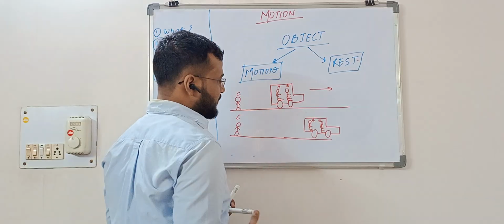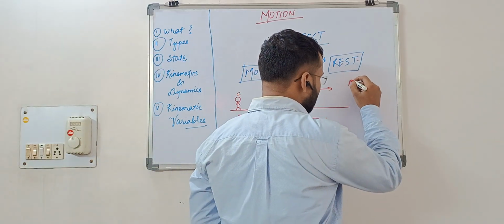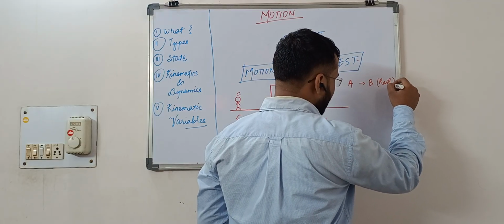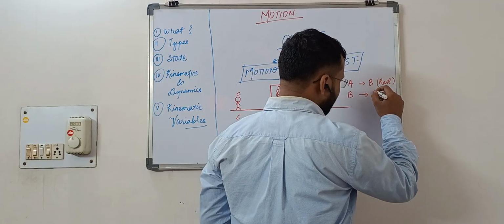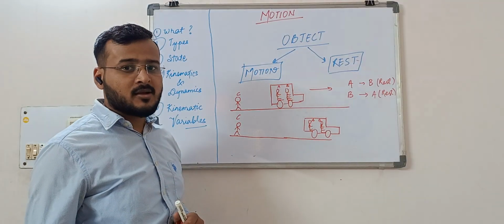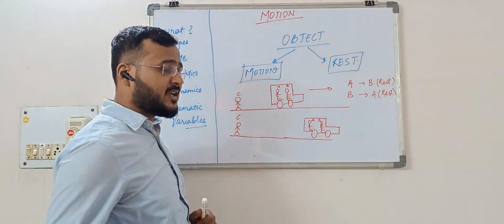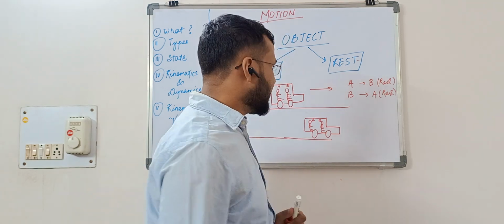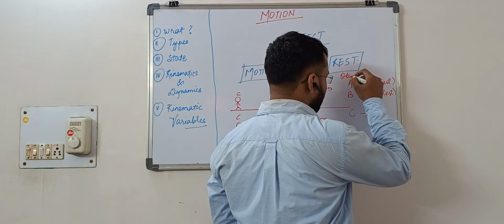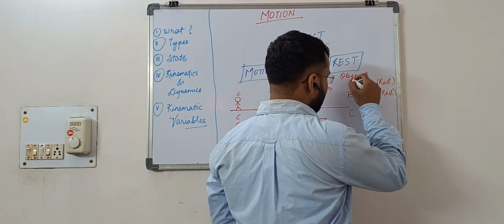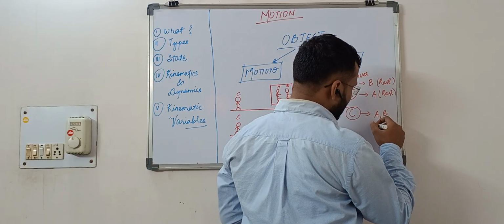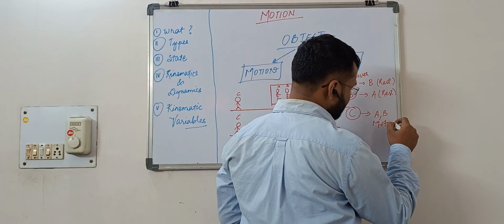So, what will A say? A will say that B is at rest, and B will say that A is at rest, right? But now if C was looking at A and B both, he will say that both, right? This is the observer, okay? This right here, this is the observer, I'm circling it. That A and B both are in motion.